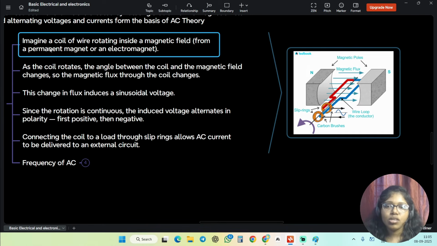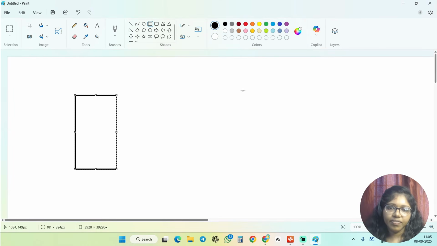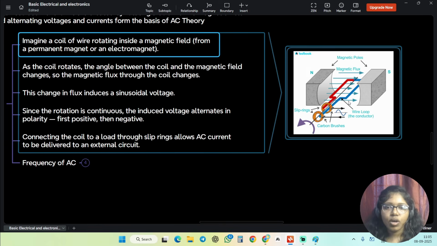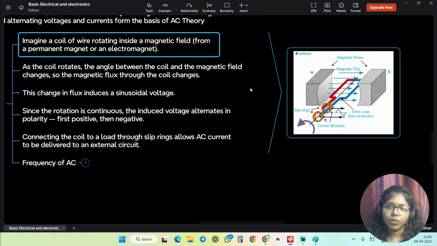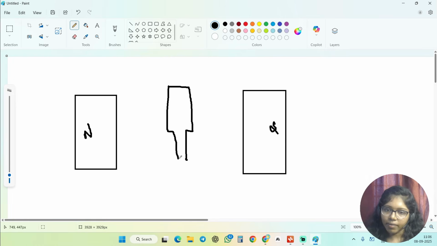First point is, imagine a coil of wire just rotating inside the magnetic field. So you have a magnetic field being produced by two magnets. One is called the north and another one is called the south pole. You have two magnets and in between you have a coil. This is how the alternating current is going to be created. Imagine a coil of wire wound, so in between you have a wire-wound coil.